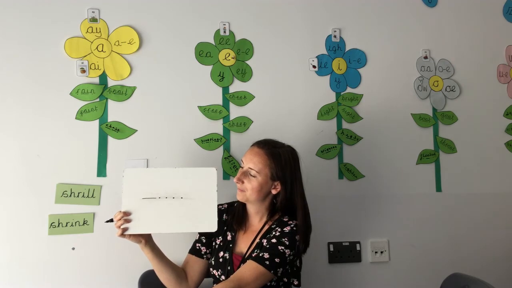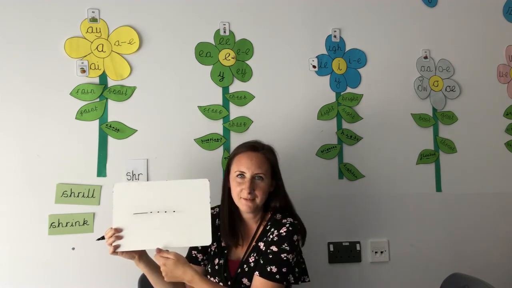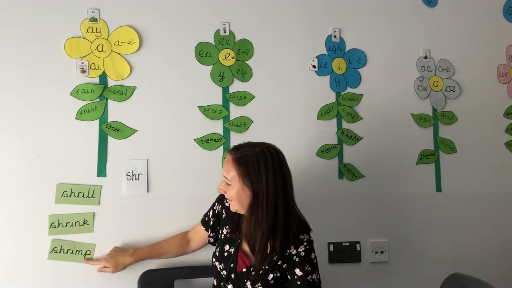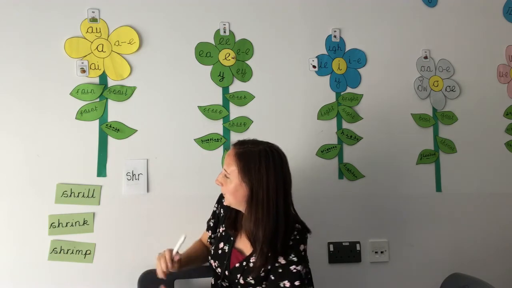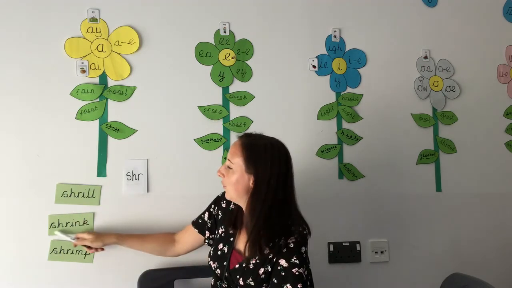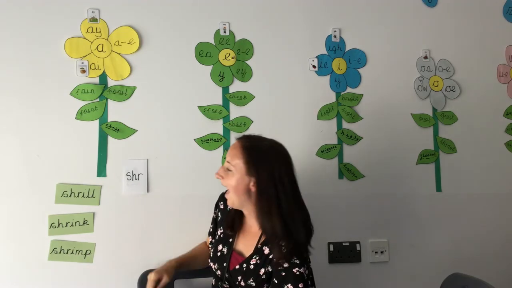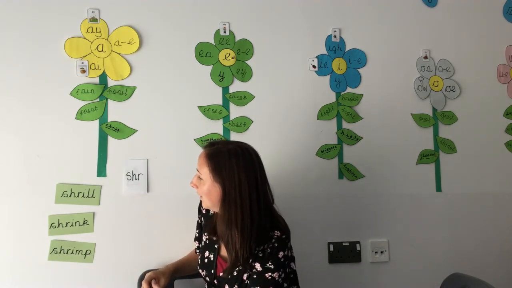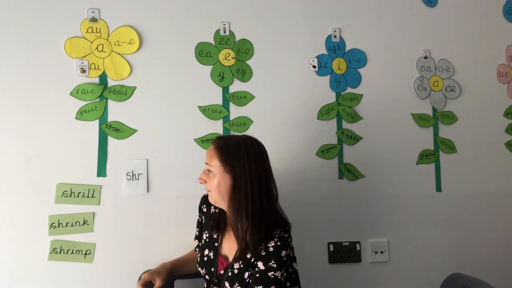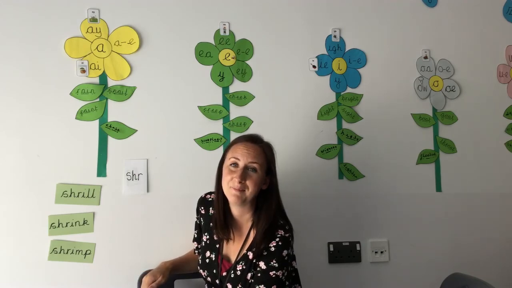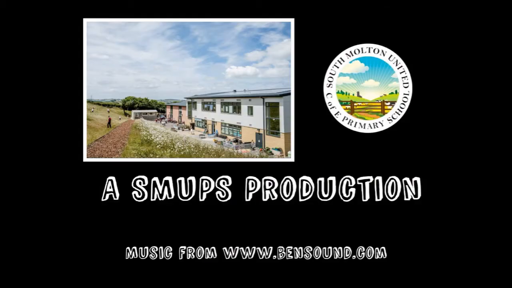Okay, shall we see if you're right? Shrimp. There it is, shrimp. So we've got shrill, we've got shrink, and we've got shrimp. Have a really good go at spelling these words first and then see whether you can put them in a sentence. Absolutely amazing effort today, everybody.